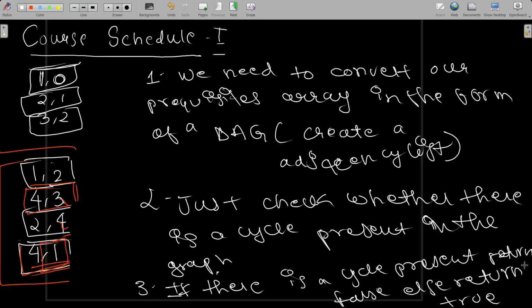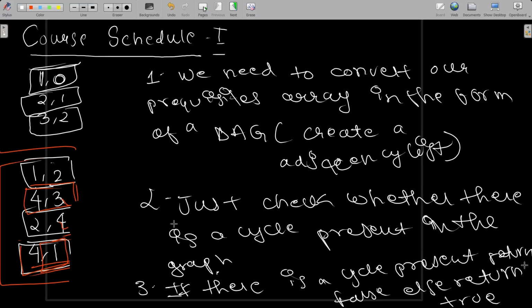The very first step is we need to just convert our prerequisites array in the form of a DAG, and we can do that by just creating an adjacency list. Second step is we need to check whether there is a cycle present in the graph. And the third and very last step is that if there is a cycle present, you just need to return false, which means that you can't take all the courses in a justified manner, and if there is no cycle present, which means that you can take all the courses, right?